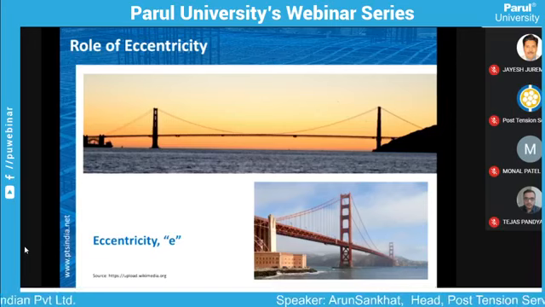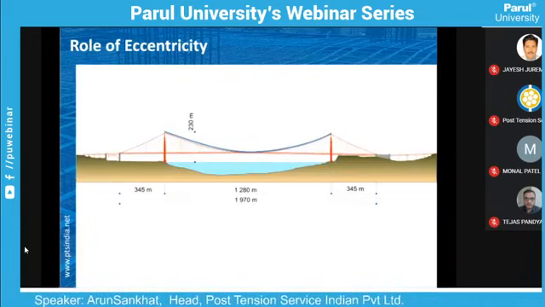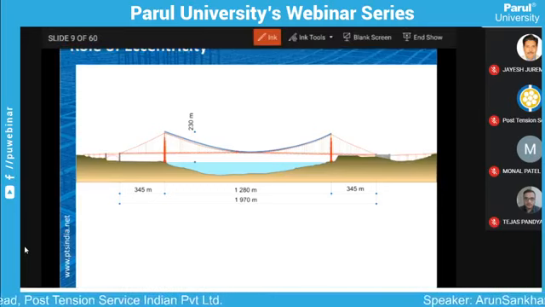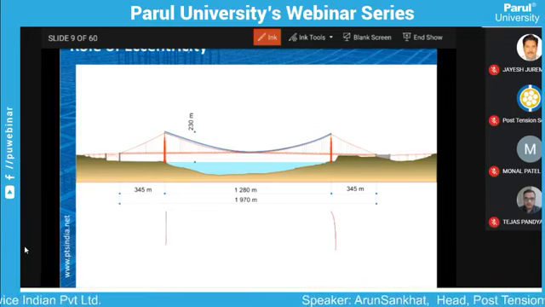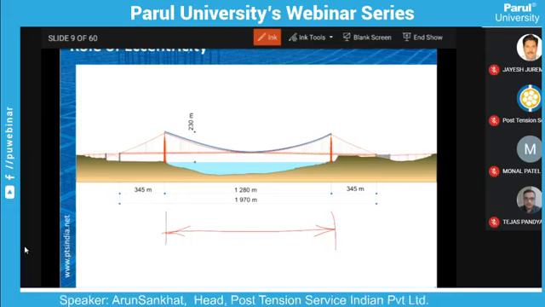Now here we will go with some of the dimensions of this bridge. So this is the same bridge with the dimensions. Now here the pier to pier dimension is from here to here. It is 1.28, means around maybe 1.3 kilometers. So the distance between these two is 1.3 kilometers. There is no support in between this 1.3 kilometers.